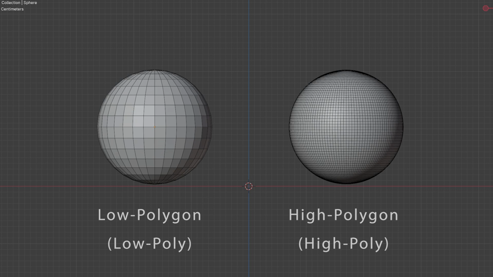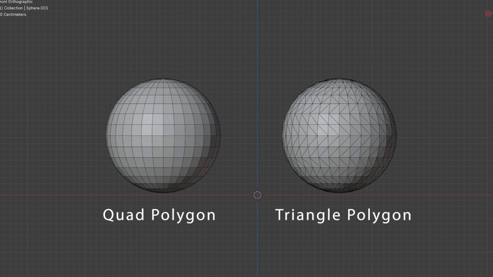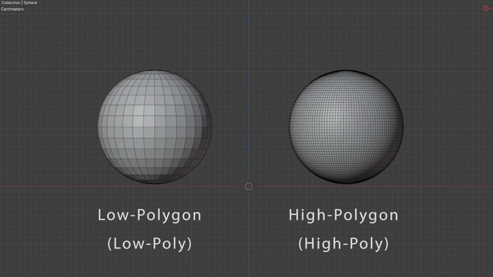Ideally, polygons are made up of quadrilaterals, but in some cases, they can consist of triangles. The mesh on the right consists of triangle polygons. The lower the number of polygons, the lower the resolution. Conversely, the higher the number of polygons, the higher the resolution. Keep in mind that higher resolutions require more calculations in Blender, which may slow down your work processes.